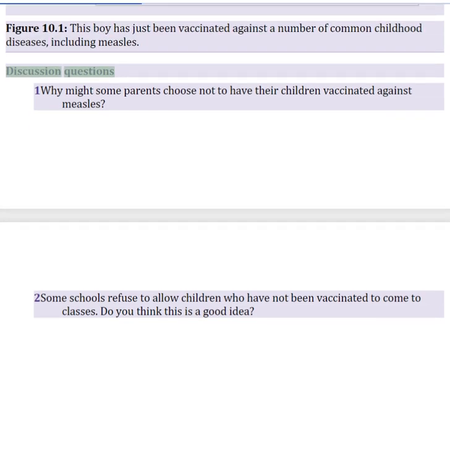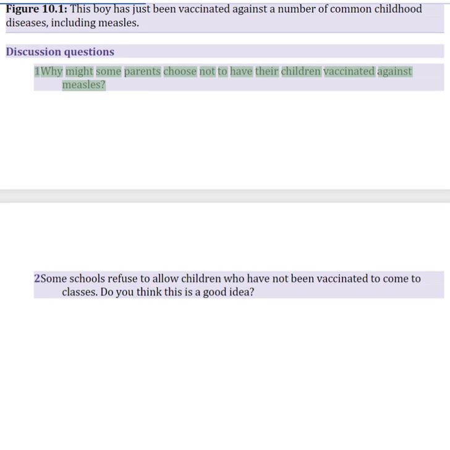Discussion questions. 1. Why might some parents choose not to have their children vaccinated against measles? 2. Some schools refuse to allow children who have not been vaccinated to come to classes. Do you think this is a good idea?